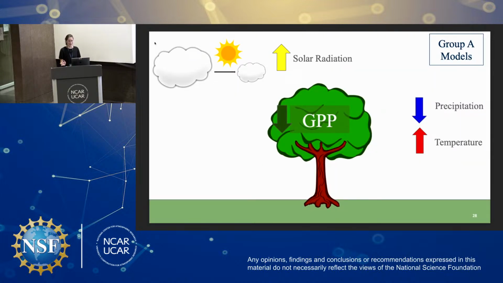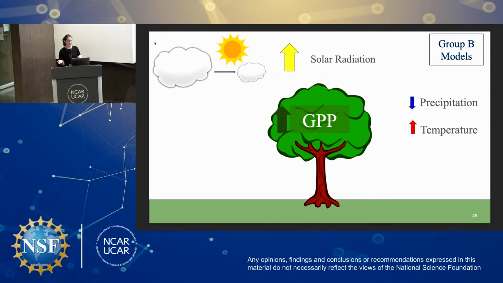And then just to sum it up, group A models. So if El Nino, there's a reduction in cloudiness resulting in an increase in solar radiation reaching the ground surface. You see with the group A models that results in a depression of GPP. Though it's obviously a confluence of factors, where if there's less cloudiness, you also see less precipitation and an increase in temperature, all driving this depression in GPP.